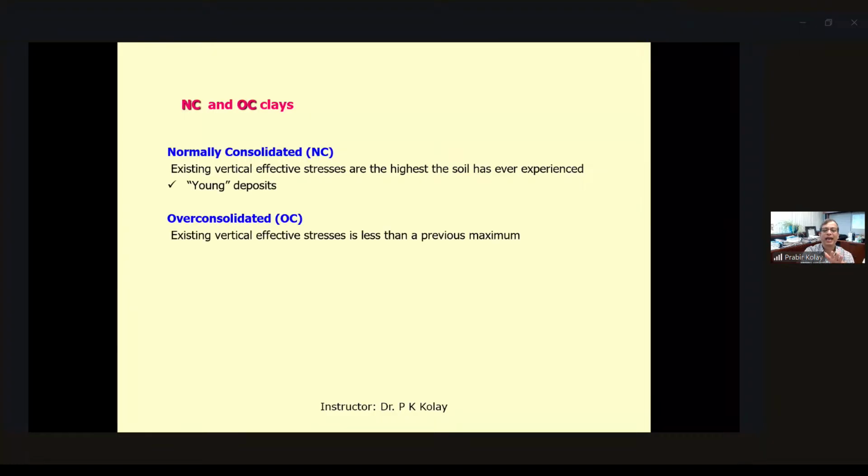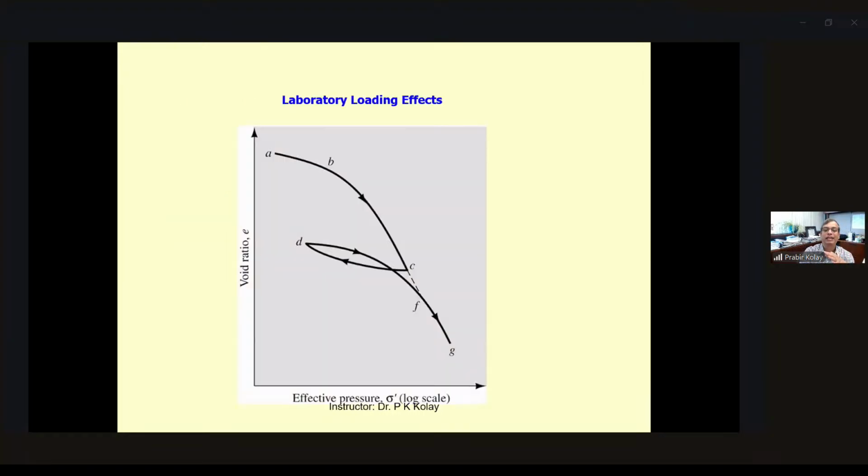So normally consolidated clays, again, when you talk about the consolidation of clay, we need to know what is normally consolidated clay and what is over-consolidated clay. Normally consolidated clay is clay, the soil has never experienced stress more than the current stress. Over-consolidated clay is soil that has already experienced stress more than the current stress. The behavior will be different, and then the settlement equation will also be different. So this is like an e-log p graph. It is loading and then unloading and then again reloading. So this is how it looks.